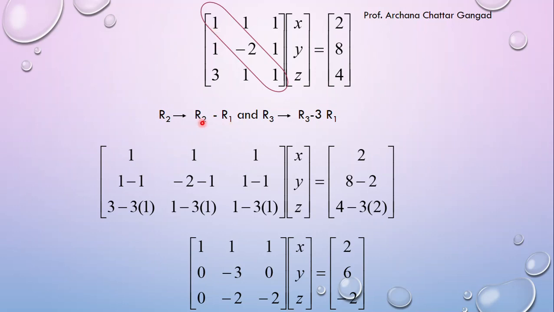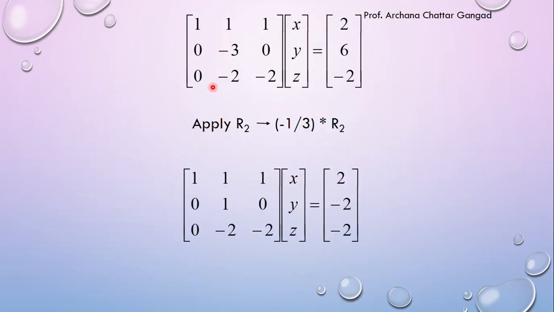So after performing these two row operations, what we get after simplification of this: first row will be no change, 1 1 1 and 2. Second row and third row elements we get 0 minus 3 0, 0 minus 2 minus 2, and right hand side value we get 6 minus 2. Now only one element remains, that number is A32.